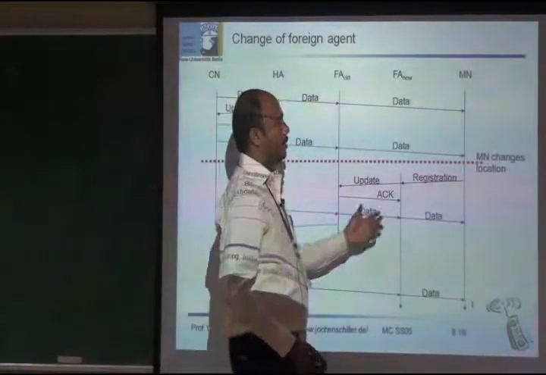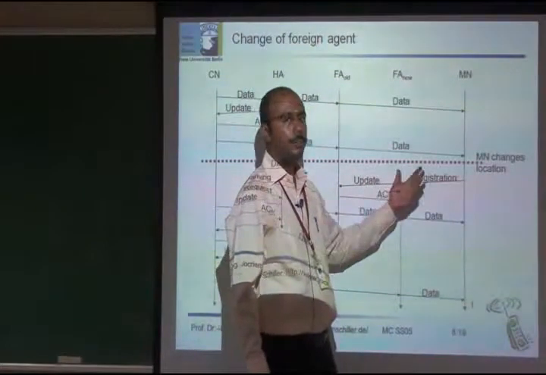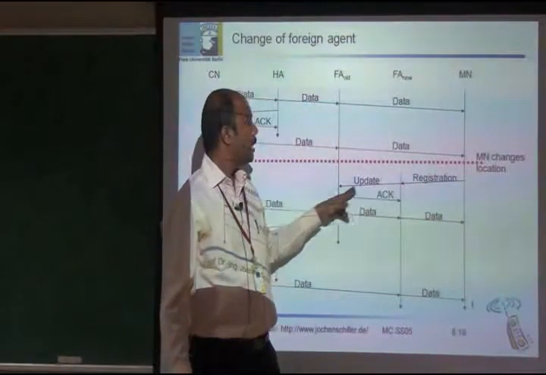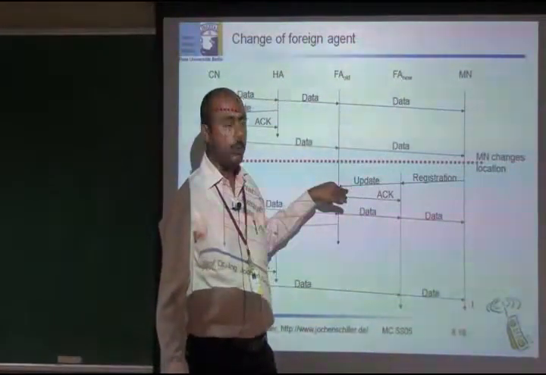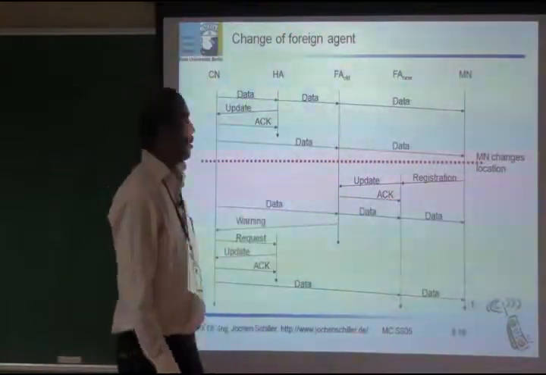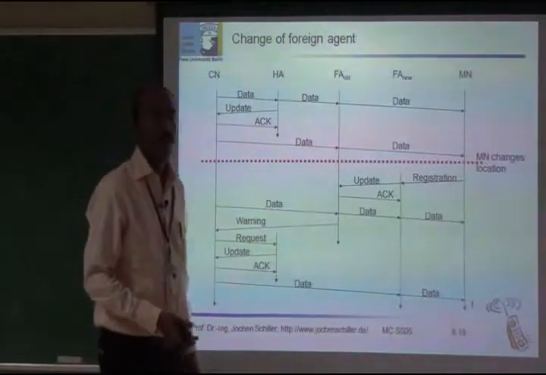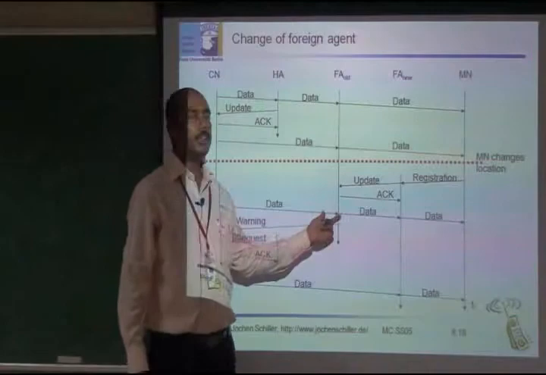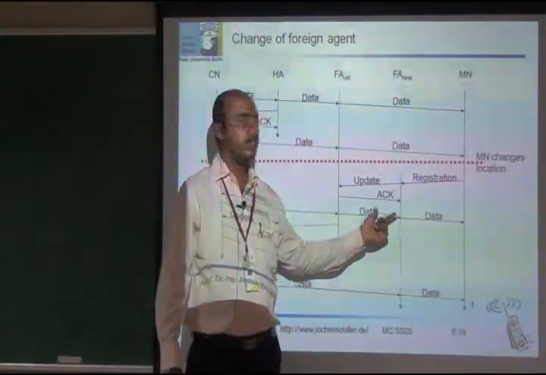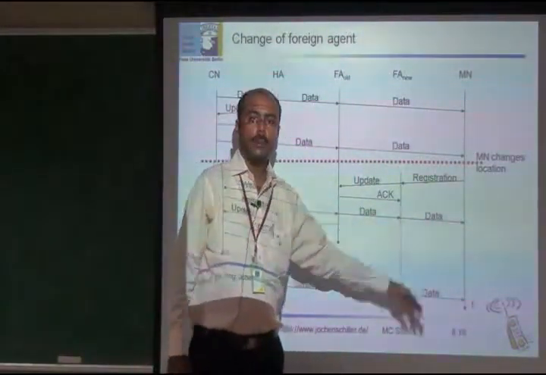When the MN changes location from FA old to FA new, it will send the registration, and FA new will update the FA old. For getting the details, it will send the acknowledgement to the FA old. Once again, the correspondent node wants to send data to the mobile node. It will send the data to the FA old. Then FA old will send the data to the FA new, because now the FA old knows about FA new, and it will forward the data to the mobile node.